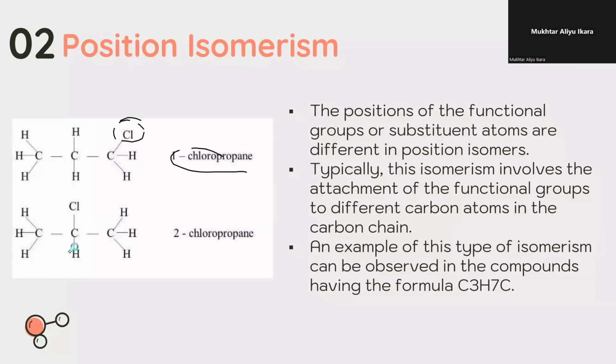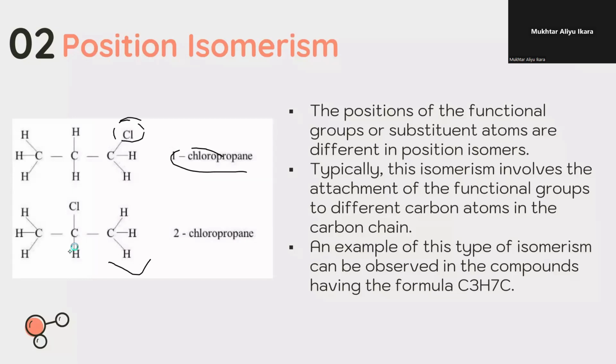So the position of chlorine in the second compound here is at position 2. So that is why it's called 2-chloropropane. So positional isomerism is a type of isomerism that talks about the position of the functional group or substituent in different positions. So the type of isomerism that talks about the functional group or substituent at different positions is what you call positional isomerism.